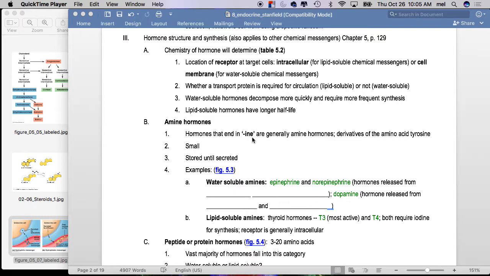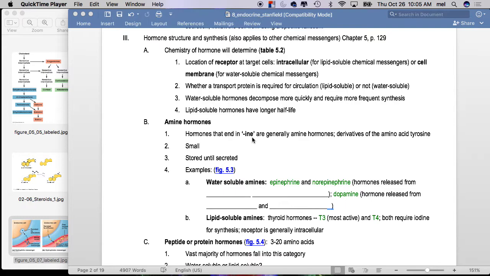All right, so the chemistry of the hormone, as I mentioned, will determine where the receptor is, whether a transport protein is required for circulation. If you are a lipid-soluble hormone, sometimes it's difficult for you to get from point A to point B without getting distracted, right?